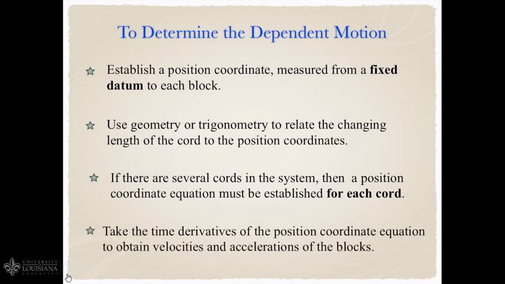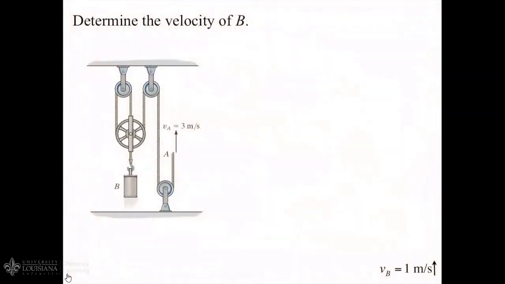And finally, you take the time derivatives of the position coordinate equation to obtain the relationships between the velocity and the accelerations of the blocks. All right, we'll begin with this one. Here we want to determine the velocity of block B when the cable A is being pulled upwards at 3 meters per second. So the first step, of course, is to set up our fixed datum. We'll put it right through here.